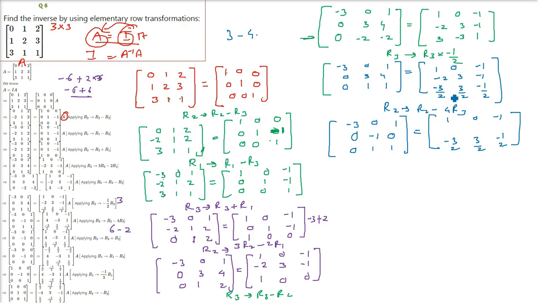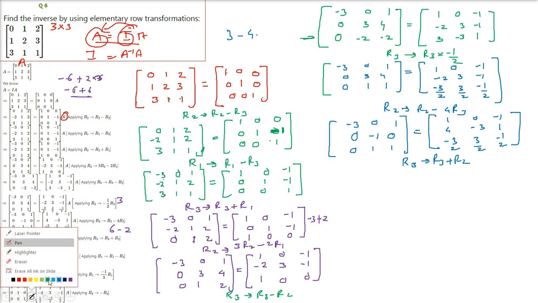So I am just writing it. I hope you'll be able to do that. So I am just writing the values here, because that thing has to be done in the same way as the left hand one. Now R3 we are changing to R3 plus R2. So R3 will only change.